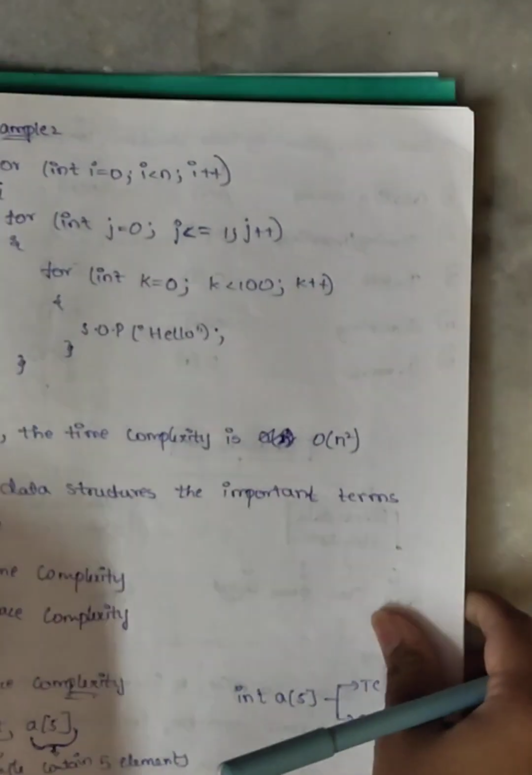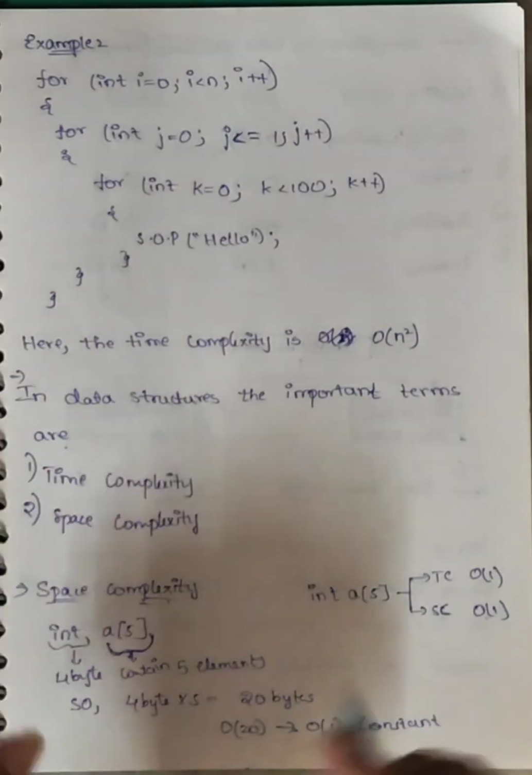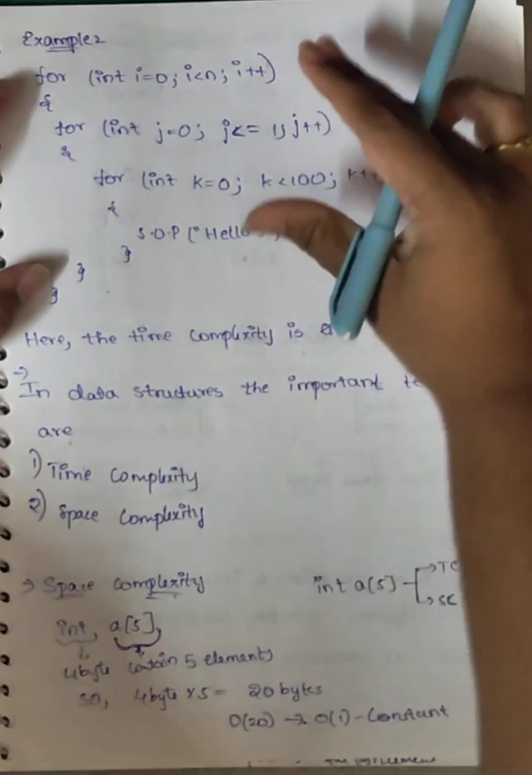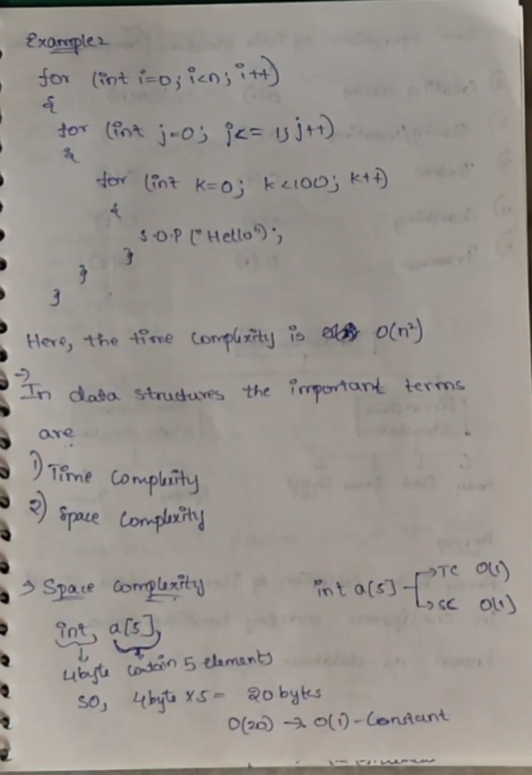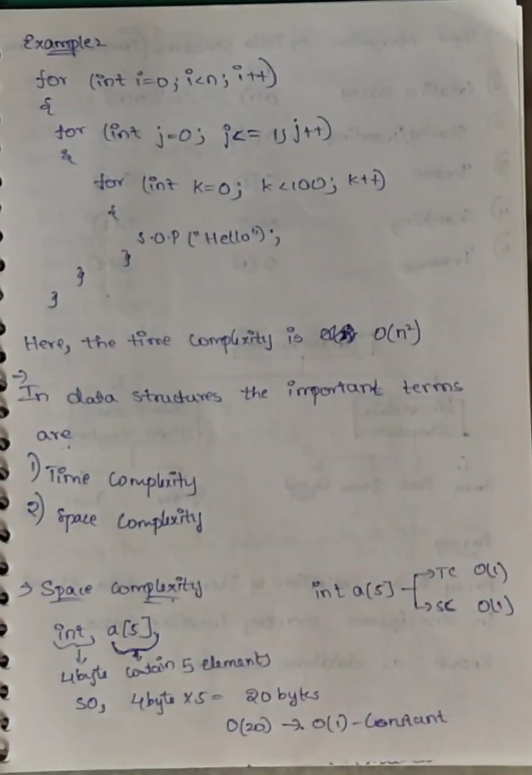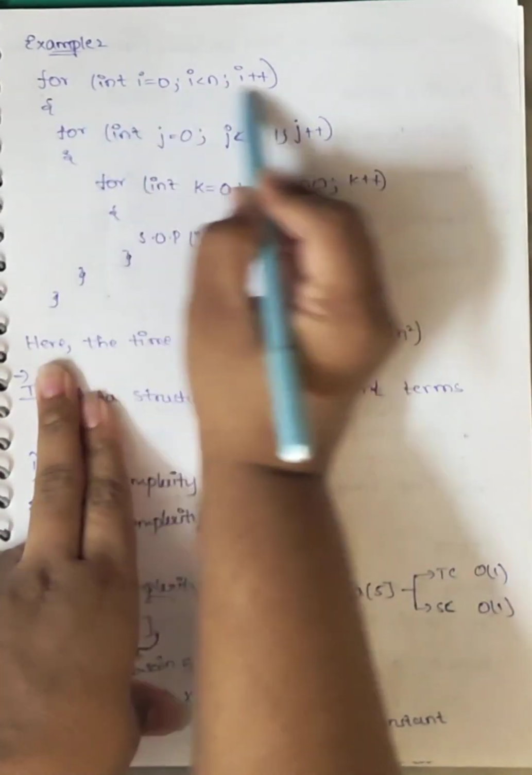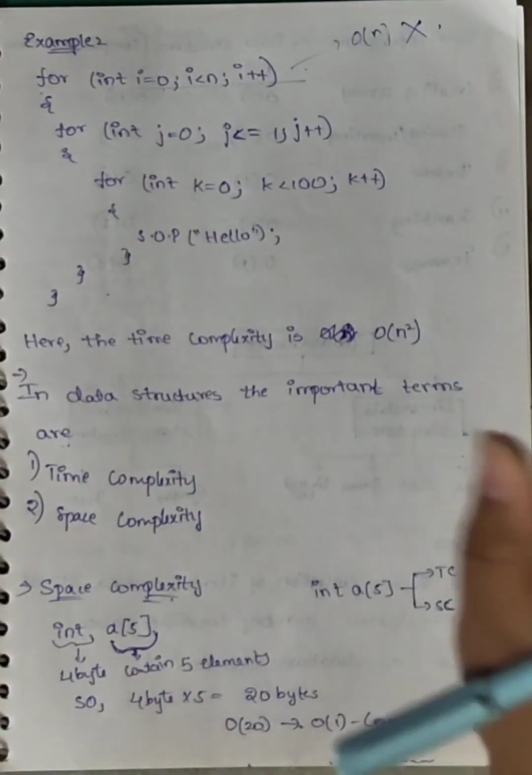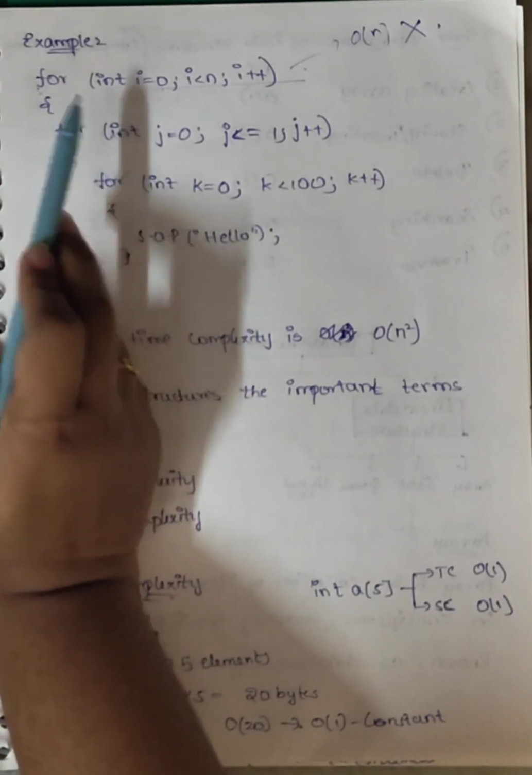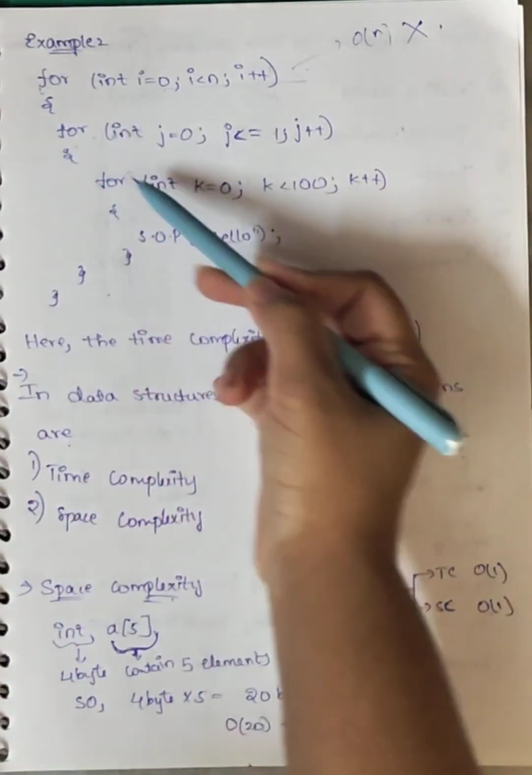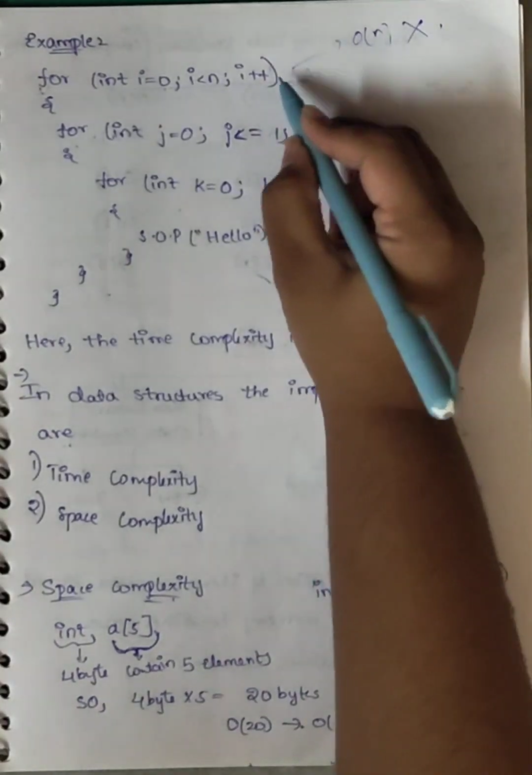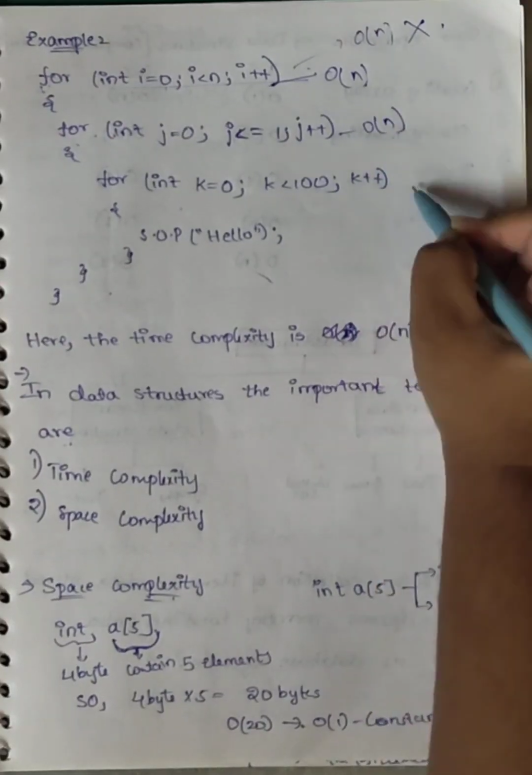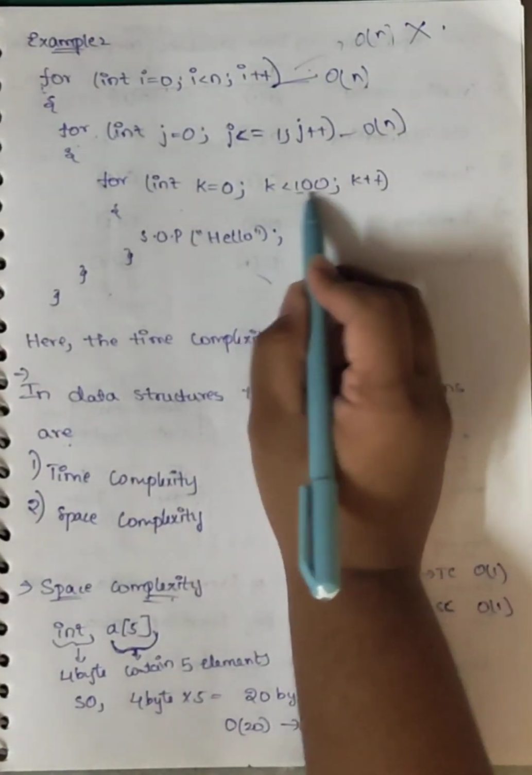Now let us see the second example. For int i equal to 0, i less than n. This is the given code and we need to find the time complexity for this. We used a for loop. Now do you take this as just big O of n? No, that's wrong, because we have a for loop inside a for loop. This is a nested for loop. In the before case we took big O of n, but here it is not just big O of n.